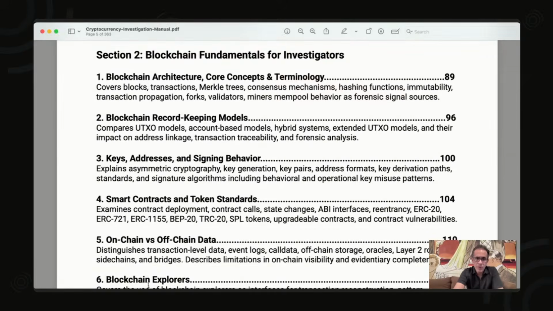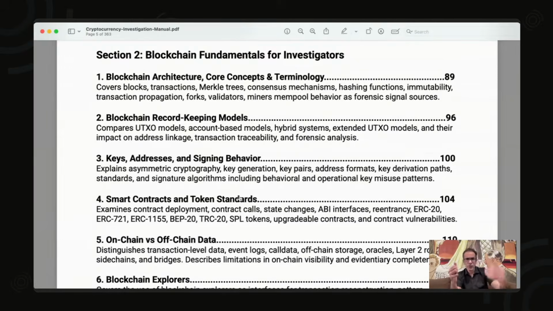certain very important concepts, like what are blocks, what are transactions, what is a consensus mechanism, why do we say blockchains are immutable, and in fact are they immutable, which is also not 100% the case. So you'll understand those things. You'll understand what a mempool is, what a miner does, and how to use all these things from a forensic point of view. Then another very critical thing, which many people actually don't know, is that blockchains can function very differently.